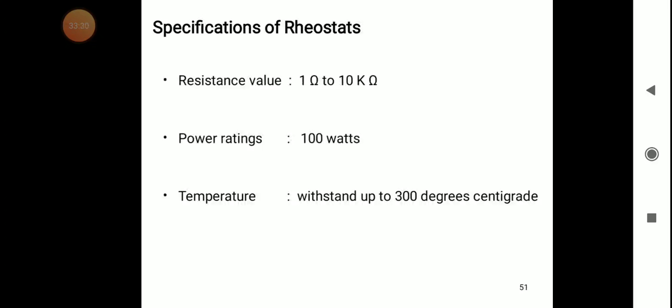Specifications of the rheostats. The rheostat's general resistance value is 1 ohm to 10 kilo ohm. The power ratings are 100 watts. The temperature it can withstand is up to 300 degree centigrade. So these are some of the specifications of the rheostat. Now we try to discuss the applications of the rheostat.